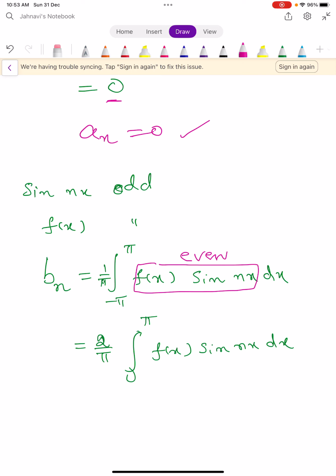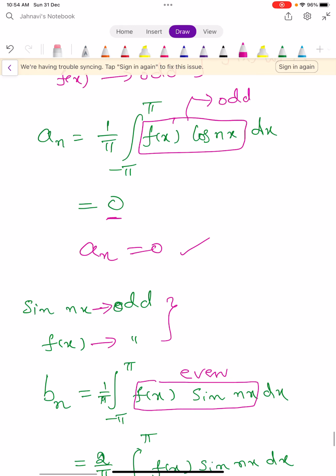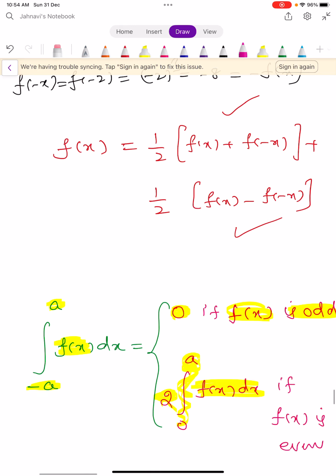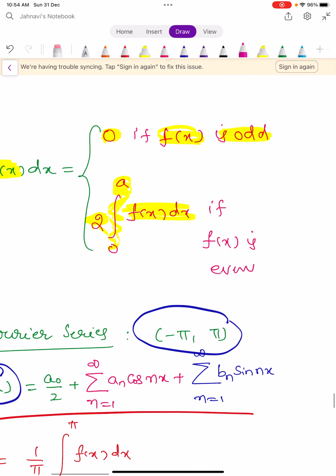I'm sorry, this is not an even function. This is an odd function. Sin nx is odd and f of x is also odd. The product of these two, odd into odd, makes the integrand an even function. So whenever the integrand is an even function, you see the property of this integral.